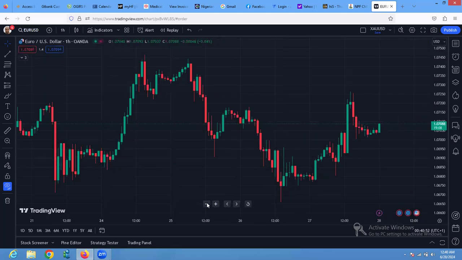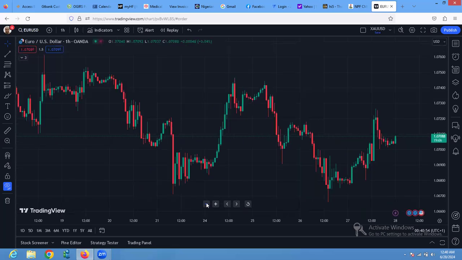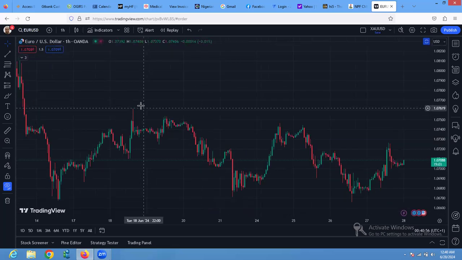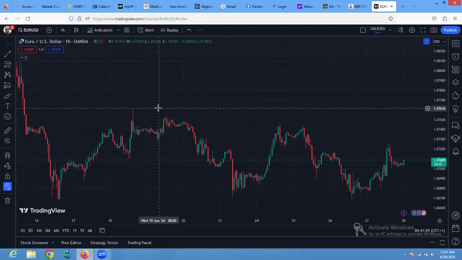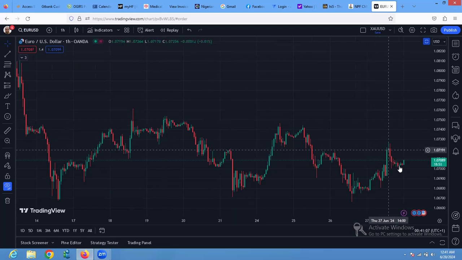Let me try to zoom in. Zoom out now for you to see it again. So this is where we are coming to break. The impulse must travel to break this. So what came up so far didn't break this, which means we are not ready. So this might be the last move to the downside.